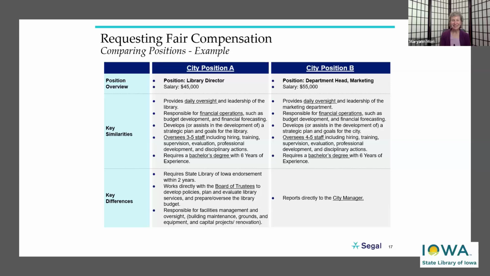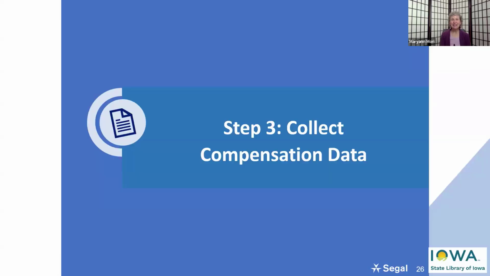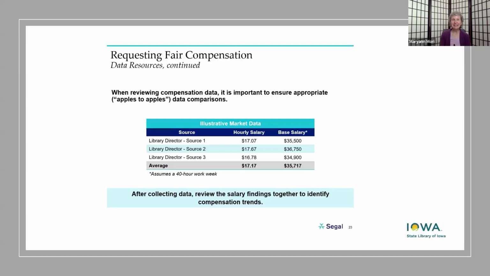So step 3, then you're going to collect compensation data. Now you saw a little bit of that on the past slide, but you'll want to collect multiple points of data from a variety of sources, more than just one, more than just from libraries. And all of this data that you can compare and gather is going to help build a strong consensus regarding what is considered competitive pay. This is an example listed, again, coming from Siegel.